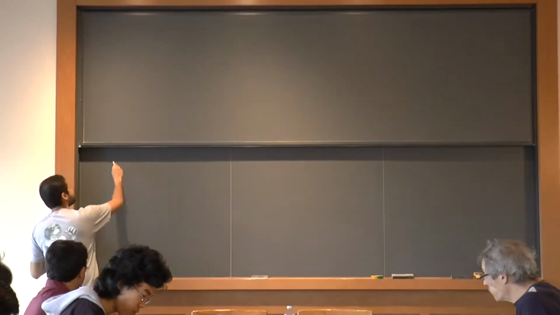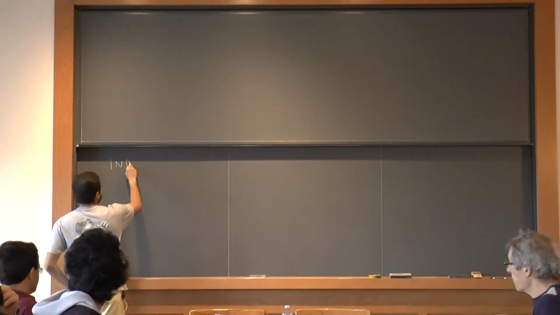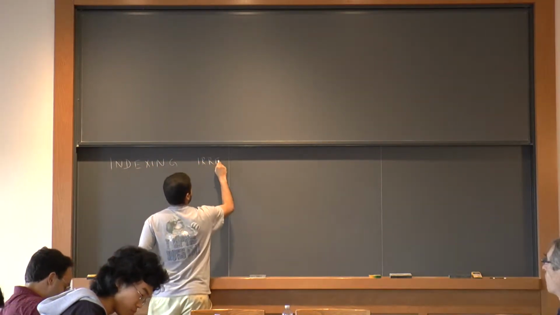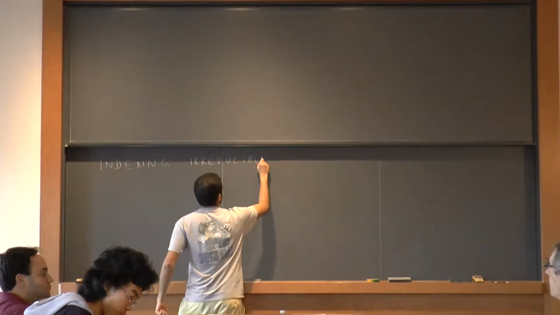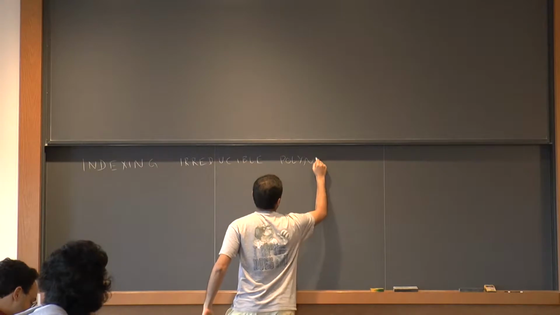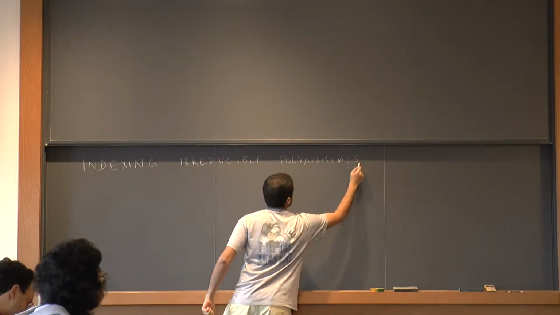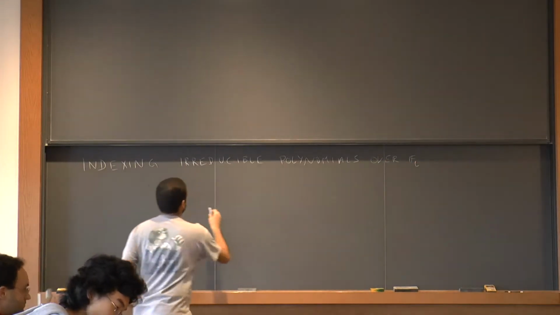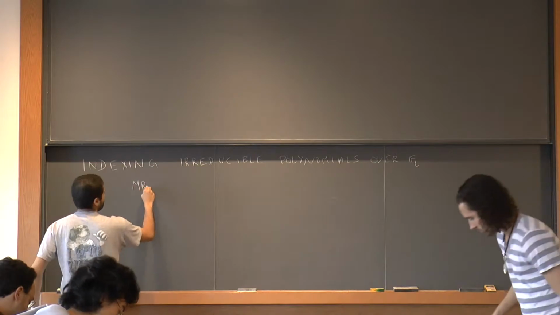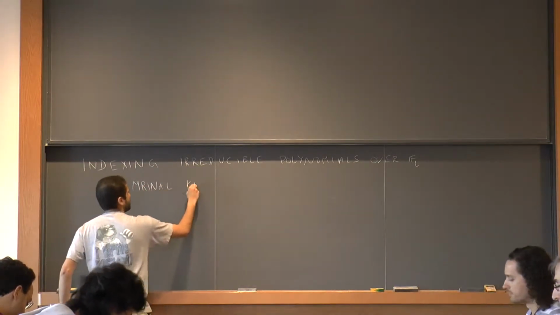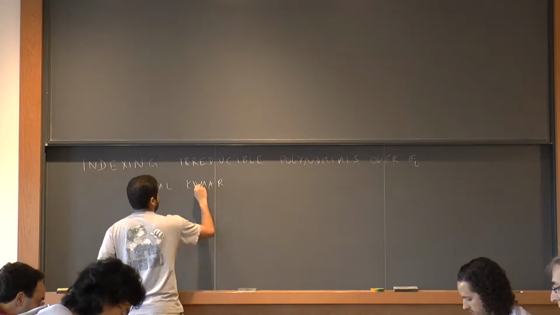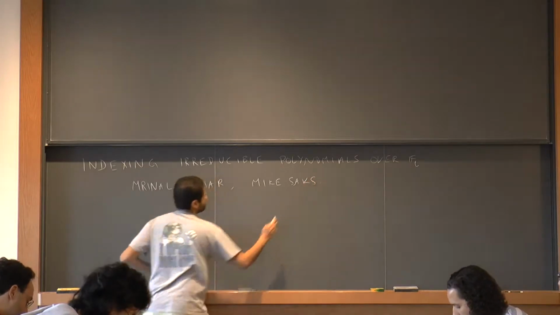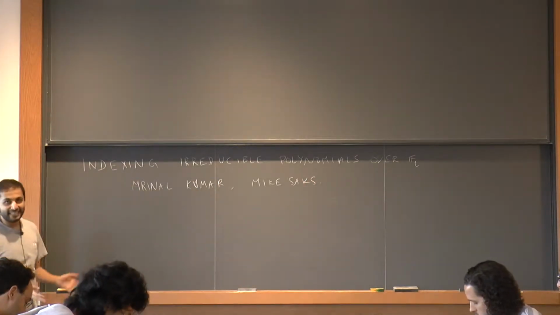Okay, so good. So I'll talk about indexing irreducible polynomials over finite fields, so over F. And this is joint work with my student Mrinal Kumar and Mike Sachs. Okay, so I defined the problem in my abstract.